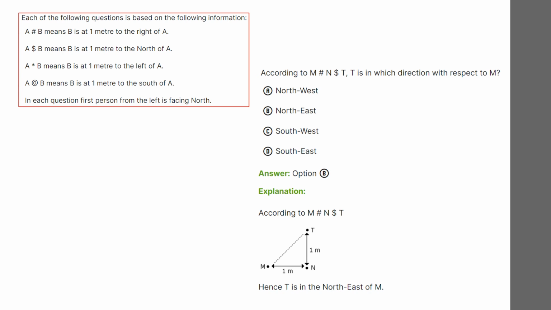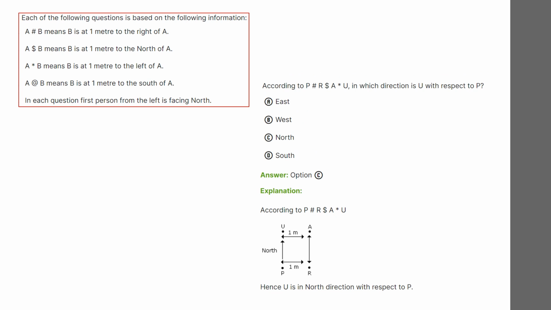Now coming to the next symbol, the dollar symbol given here, stating that the second variable is at 1 meter to the north of the first variable. So now from the first variable, if you go towards the north, you can see T. So now the solution for this is nothing but our option B. T is in which direction with respect to M? It means that it is in the northeast direction. Yes. So this is how you can solve your problem.